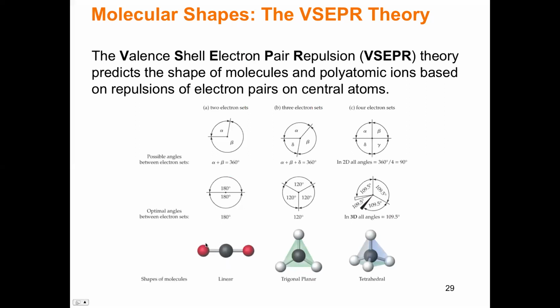Sometimes there would be an electron pair on each side, and in that case you could also get something called bent. But the main ones would be linear, trigonal planar, or tetrahedral.